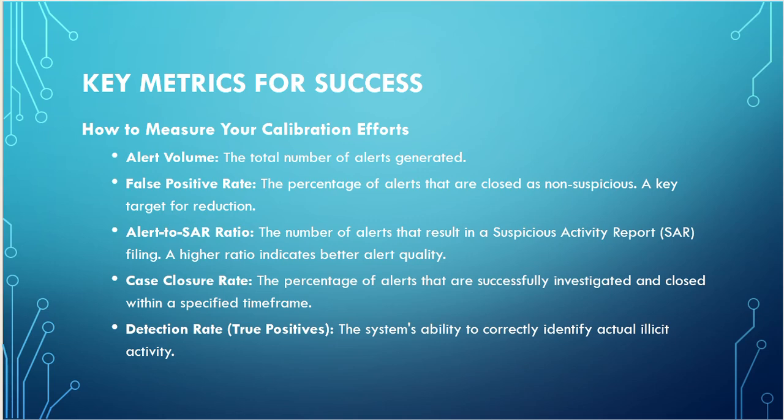Okay, and the closure ratio. So how to close a case, and what are the process or techniques for case closure ratios. It is the percentage of alerts that are successfully investigated and closed within a specific time frame. That will also help us with the calibration process and the detection rate. So true positive is the system's ability to correctly identify actual illicit activity, how much of the actual illicit activity or genuine financial crime transactions the system will detect, and do the debit freeze on such transactions.